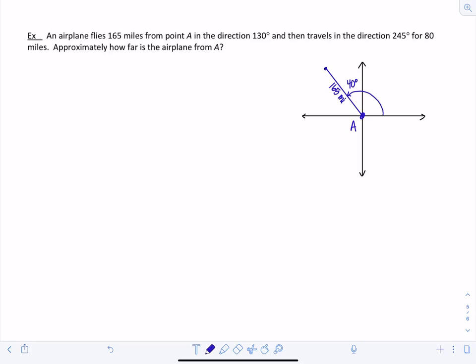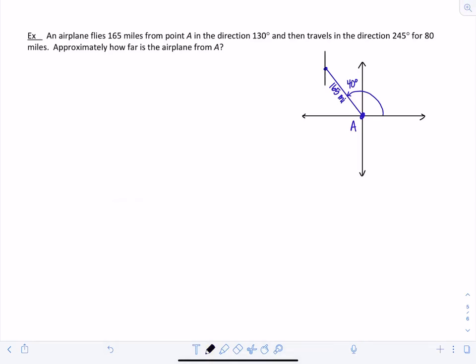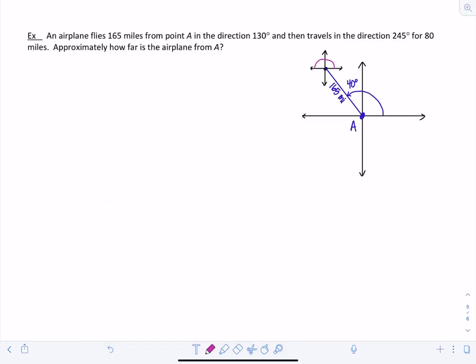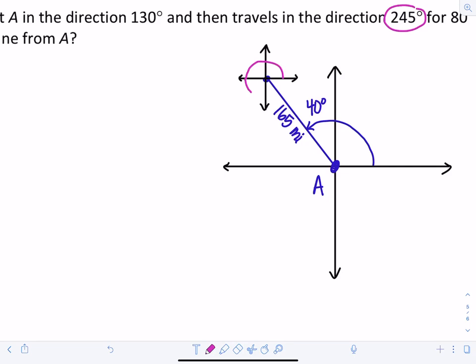And then, for some reason, from there, it travels in the direction of 245 degrees for 80 miles. So from there, I'm going to put another coordinate system. So 245 degrees, well, let's see here. From here to here is 180, right? So then that means it's going to go another, let's zoom in, 245 minus 180 is 65 degrees. So it's going to travel in this direction for 80 miles, and this angle here is 65 degrees.